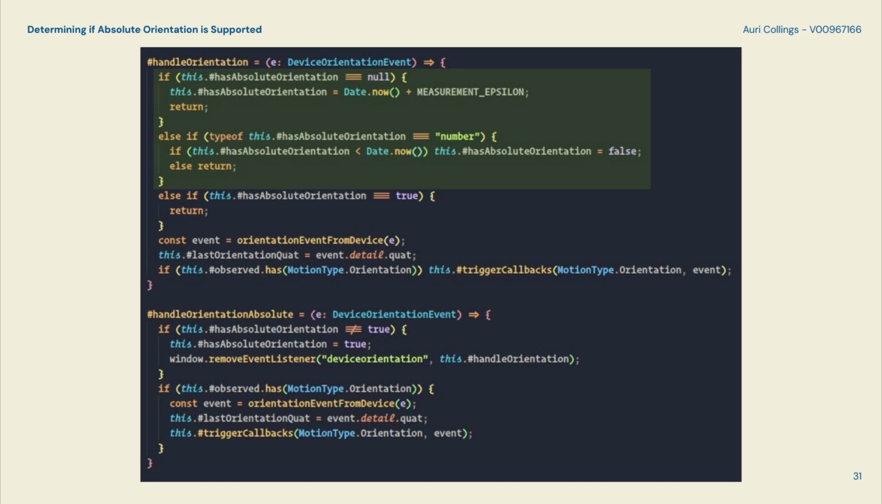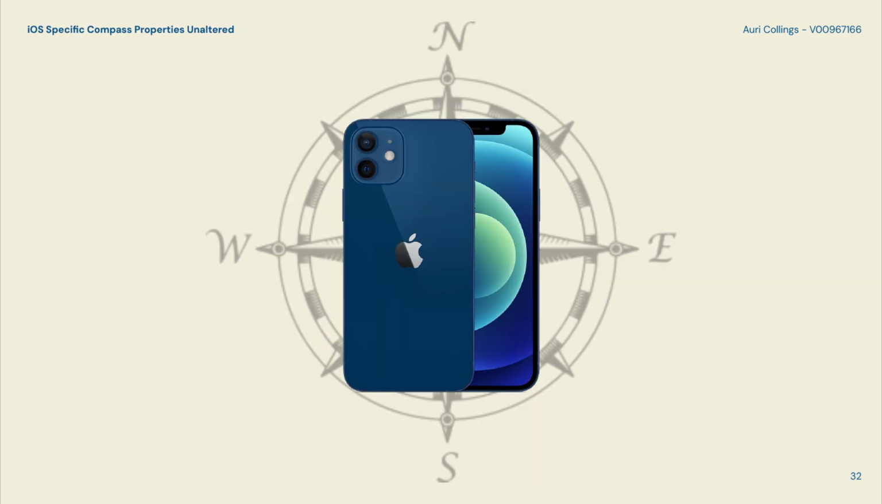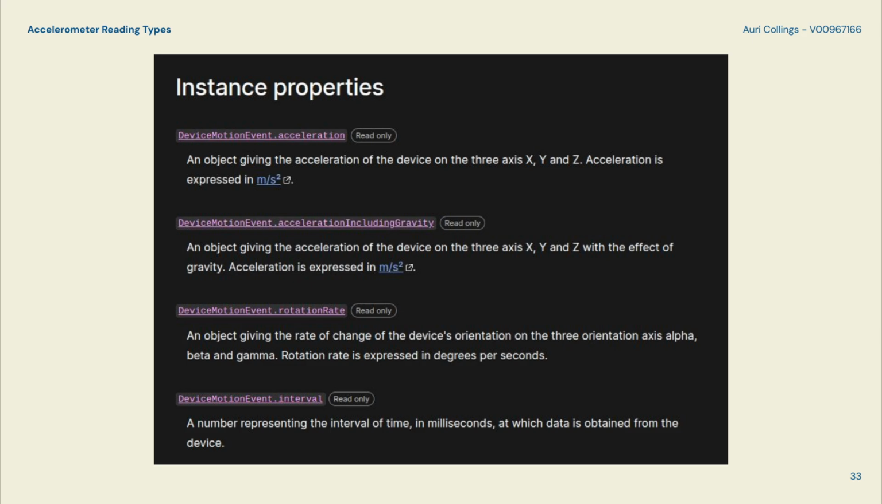Once the 20 milliseconds expire, the library assumes that no absolute events will be fired ever and instead deletes the absolute listener and begins issuing the non-absolute events as usual. In my testing, this method properly identified the device's capabilities every time. From there, aside from some iOS-specific compass-related properties which I passed through unaltered, I found no other device-specific inconsistencies. After that, I moved on to linear acceleration.